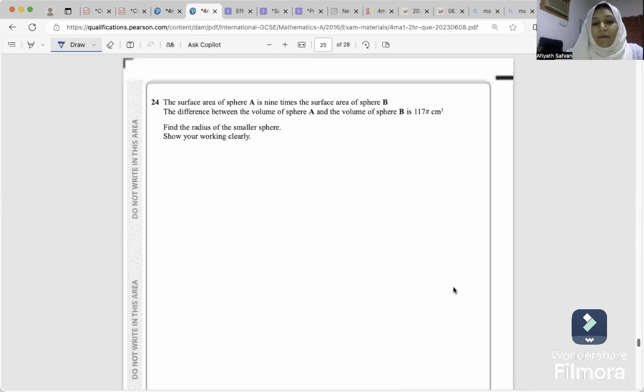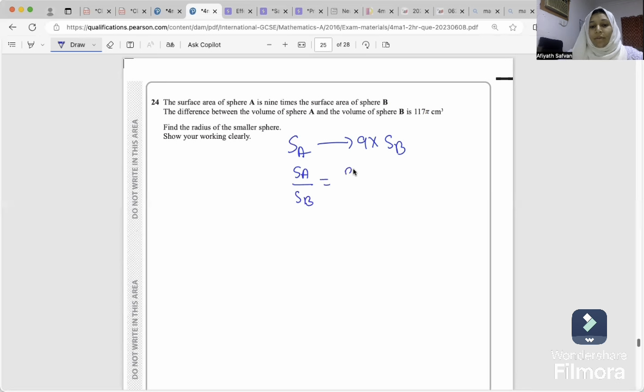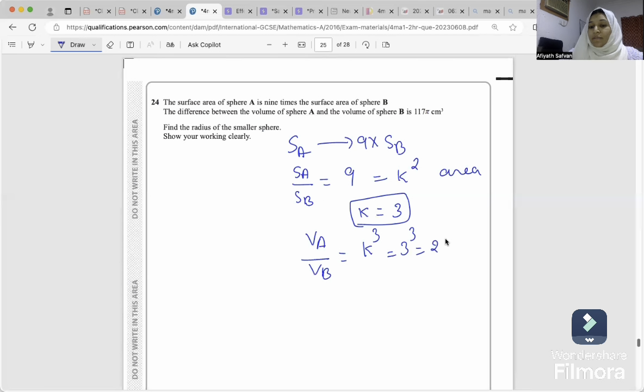The surface area of the sphere A is 9 times the surface area of the sphere B. Okay, so surface area of A is 9 times the surface area of B, right? So if I take surface area of A by surface area of B, which is going to be 9. So usually we use k squared for the area, right? So therefore k is going to be how much? k is 3, right? So the volume of A to the volume of B becomes what you have to do. Volume is given by k cubed, right? Therefore, it is 3 cubed, which is 27.